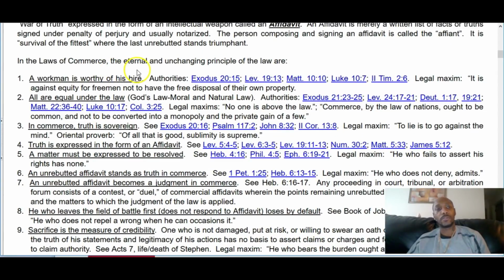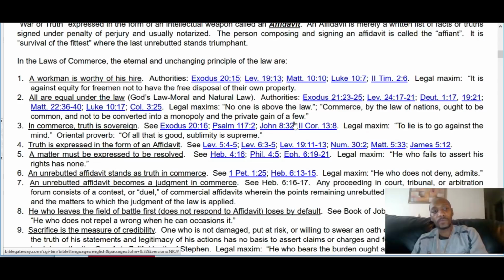In the laws of commerce, the eternal and unchanging principles of law are the following. Number one, a workman is worthy of his hire. Legal maxim: it is against equity for freemen not to have the free disposal of their own property. Number two, all are equal under law, God's law, moral and natural law. The legal maxims: no one is above the law; commerce, by the law of nations, ought to be common, and not to be converted into monopoly and the private gain of a few.